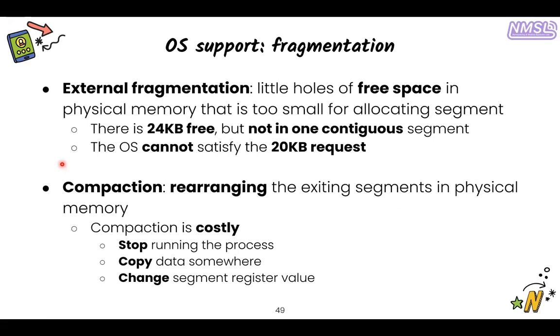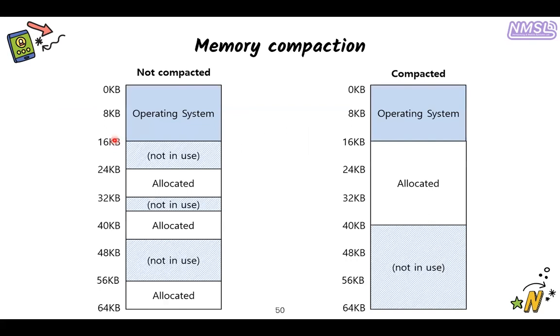Now, in terms of OS support for fragmentation, as you allocate space, there's going to be a bunch of tiny holes of free space. It's just going to happen. For example, here there's 8K and there's 2K. It's not contiguous. They're all spread out.